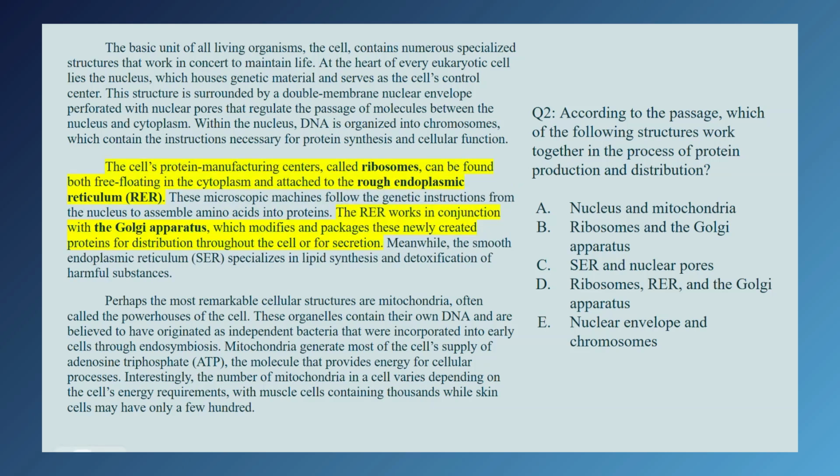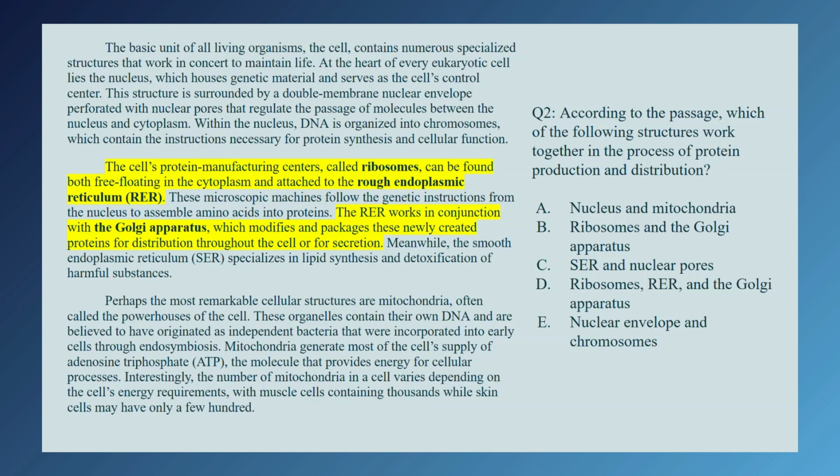The cell's manufacturing centers, called ribosomes, can be found both free-floating in the cytoplasm and attached to the rough endoplasmic reticulum. These microscopic machines, the ribosomes, follow the genetic instructions from the nucleus to assemble amino acids into proteins. The RER works in conjunction with the Golgi apparatus, which modifies and packages these newly created proteins for distribution throughout the cell or for secretion.